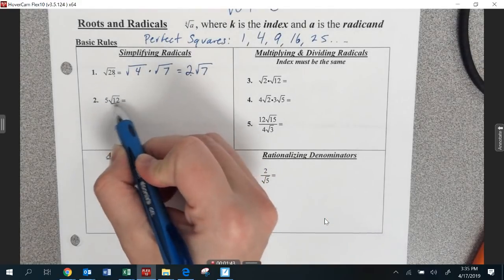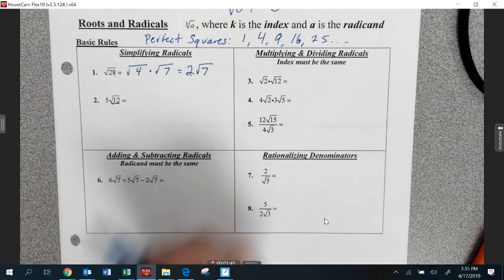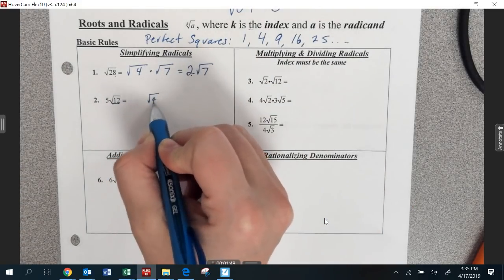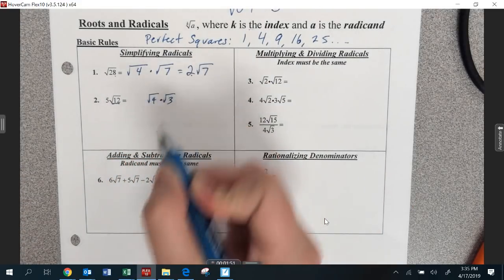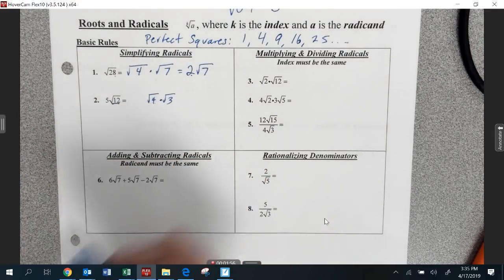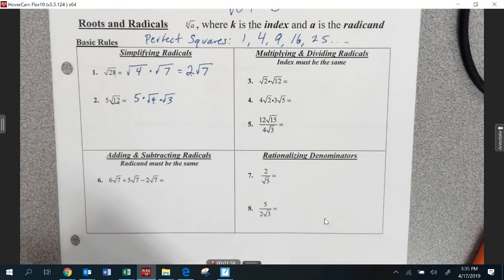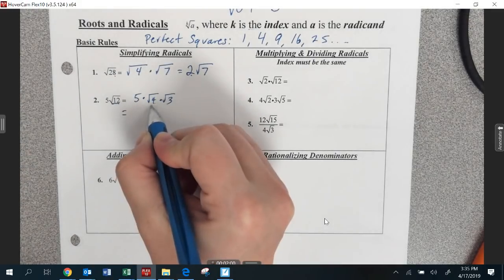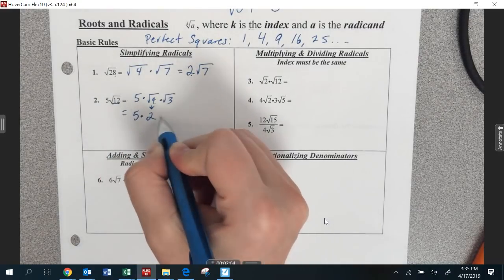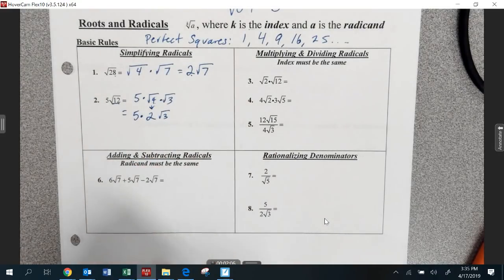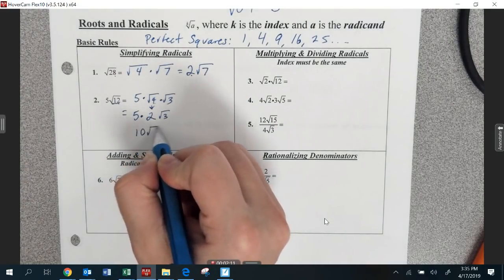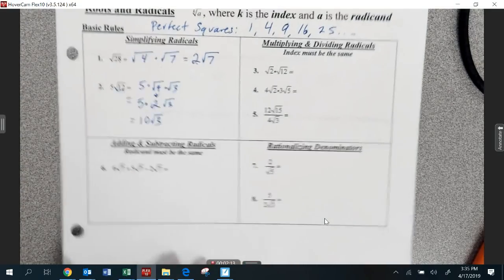On this next one, I'm going to consider first just the radical portion. Rewrite the square root of 12 as the product of the square root of 4 and the square root of 3, since 4 times 3 gets me 12. I'm going to leave this 5 up at the front. Square root of 4 is equal to the integer 2. Square root of 3 I can't simplify any further, so then I can multiply 5 and 2 and get 10 square root of 3.